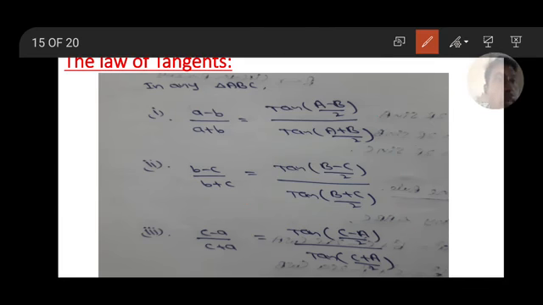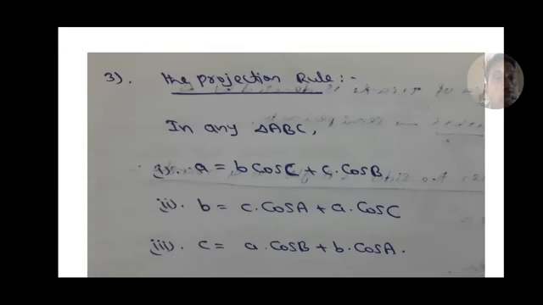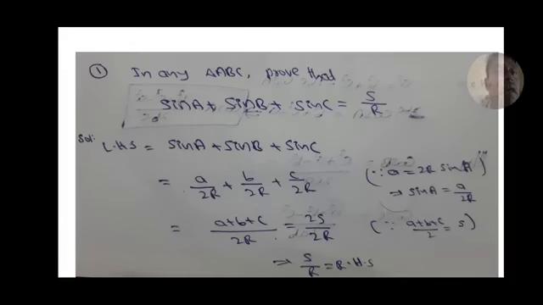Okay, you have to remember these rules: first the sine rule, next the cosine rule, next the projection rule, next the law of tangents. These four rules will come in short questions. Direct questions like write the sine rule, or write the cosine rule, or write the projection rule, or write the law of tangents will come in short questions. Okay, next I will do problems.